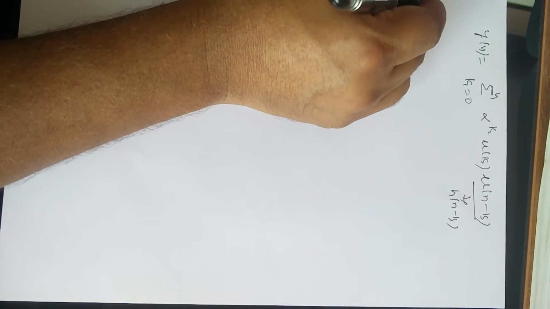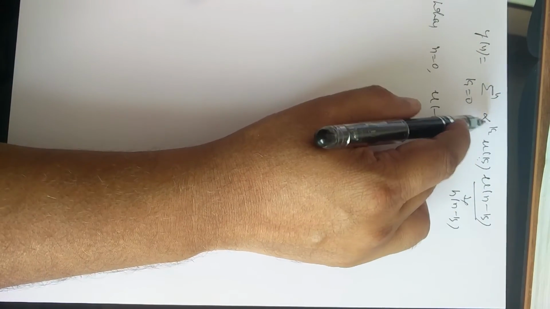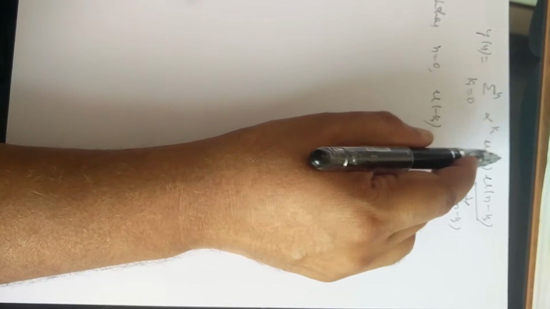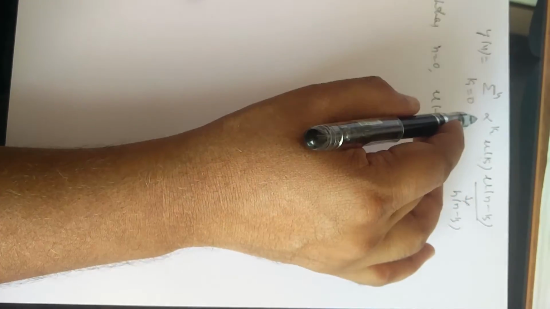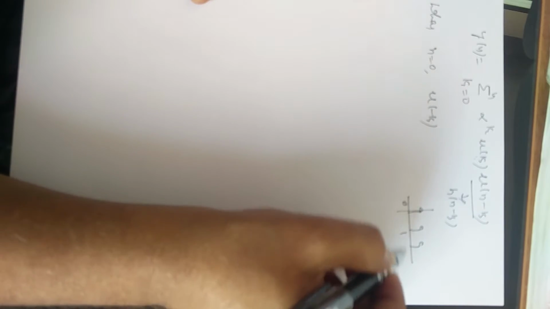We will take three cases. First, when n is equal to 0, this part will become u of minus k. What is u of minus k? When n is 0, the first signal exists because u of 0 is 1 and alpha to the power of 0 is 1. The first signal remains as it is, a decaying exponential from 0 to infinity. U of n minus k, when n is 0, gives u of minus k. What is u of minus k? This is u of k: 0, 1, 2, 3, it goes like this.